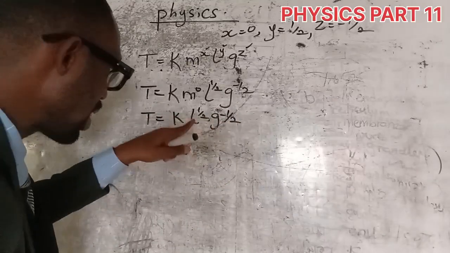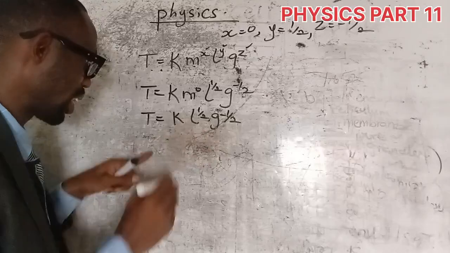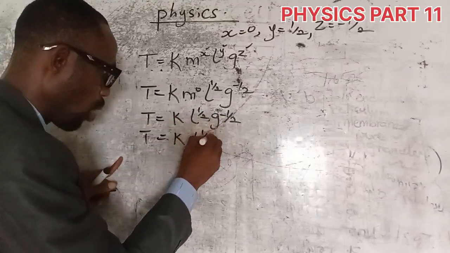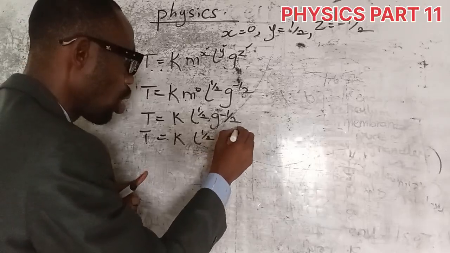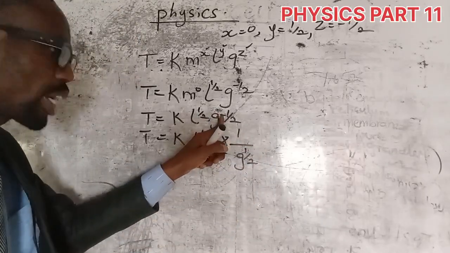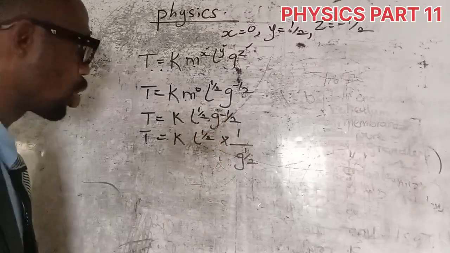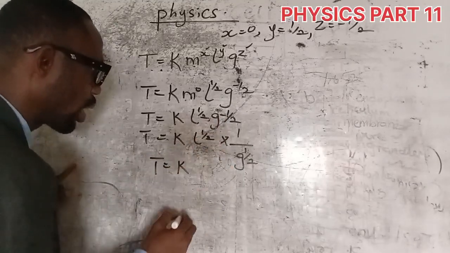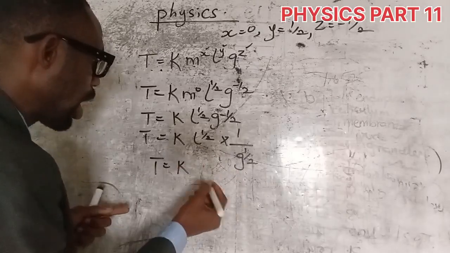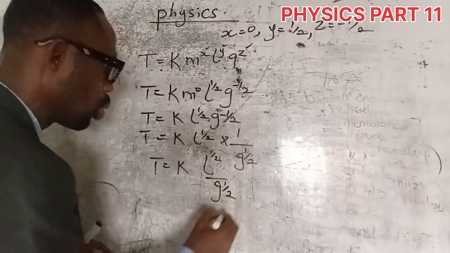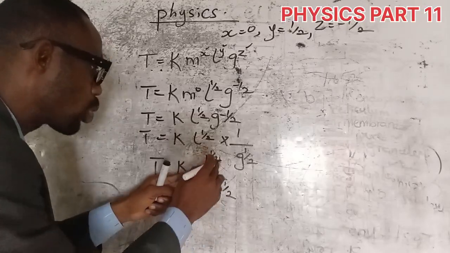Do you know that this expression is the same thing as saying T will be equal to K, L raised to power 1 over 2 times 1 over G raised to power 1 over 2? Do you have that? Because of this minus sign. Are you seeing it now? So what do we have now? T equals K, L to the 1 over 2 over G to the 1 over 2. What is common in the power is 1 over 2, 1 over 2.